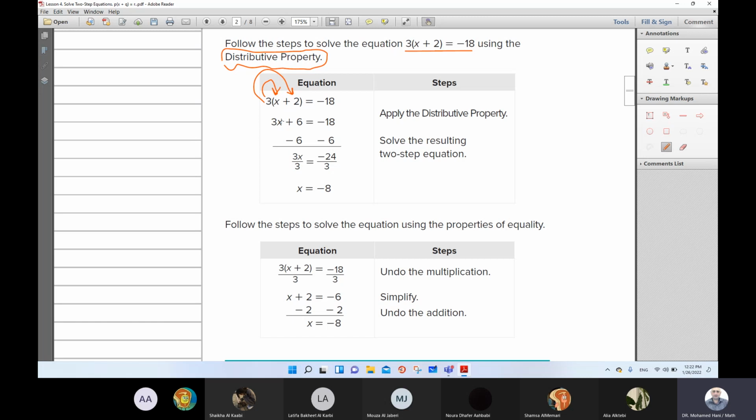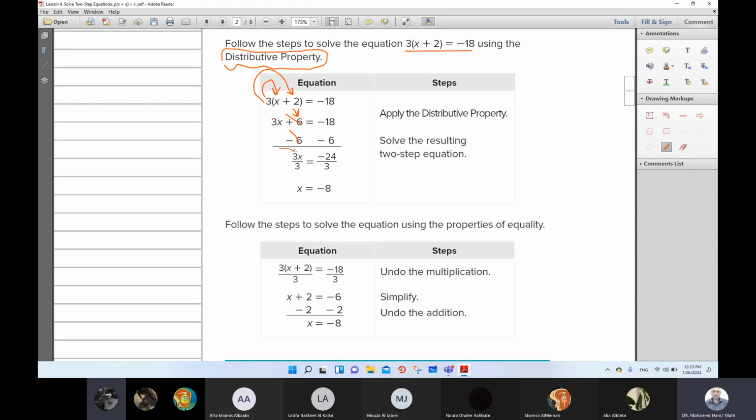To solve this equation, as you remember, we must remove the constant from this side. We have the constant here, plus 6. To remove the constant, you can add the inverse of this constant. The inverse of plus 6 will be negative 6. So add negative 6 to the two sides. Plus 6 and negative 6 equals 0. Remains here 3x. And in the second side, negative 18 plus negative 6 will be negative 24.